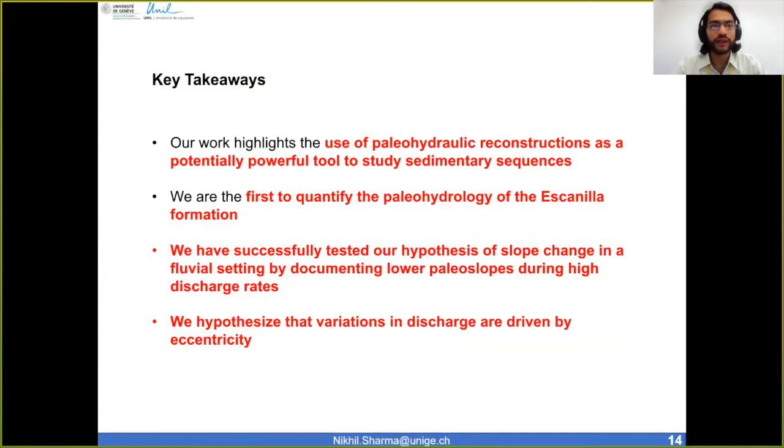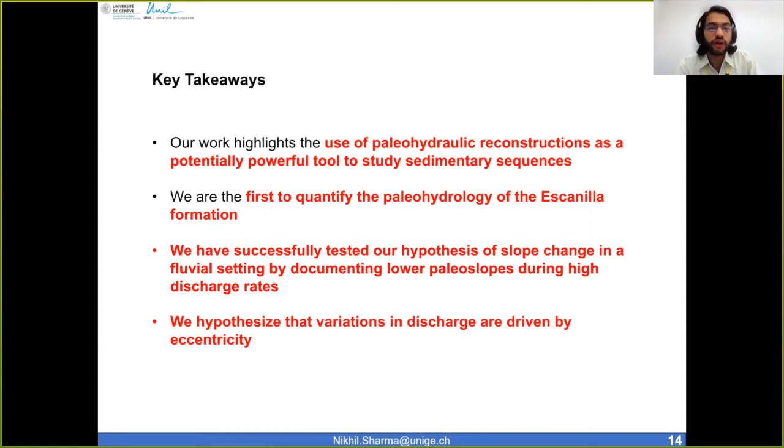If I have to summarize my talk, I think there are 4 key takeaways. The first one is the use of paleohydraulic reconstructions as a potentially powerful tool to study sedimentary sequences. The second is we are the first to quantify paleohydrology of the Escanilla formation.